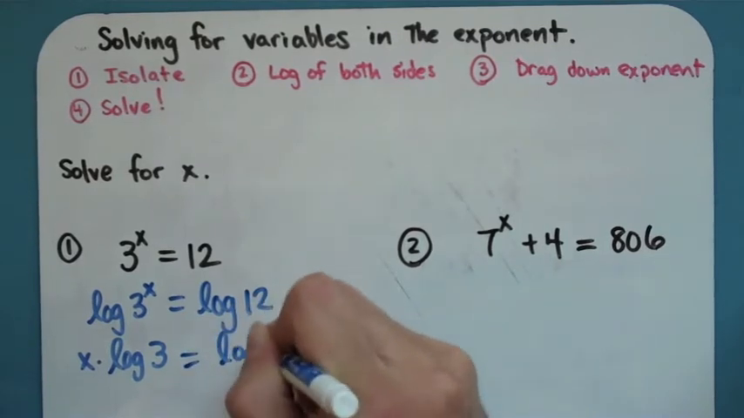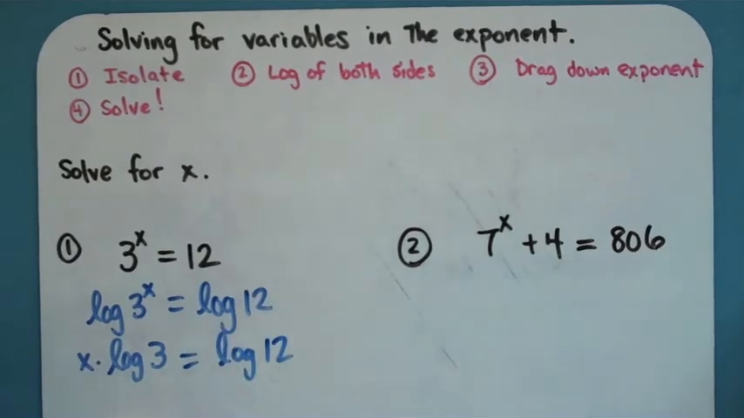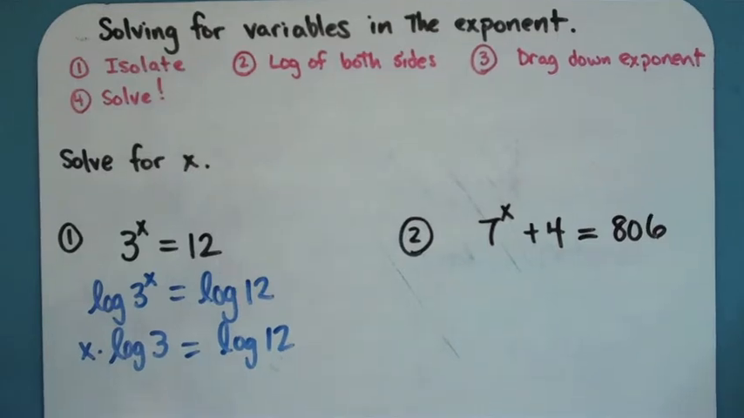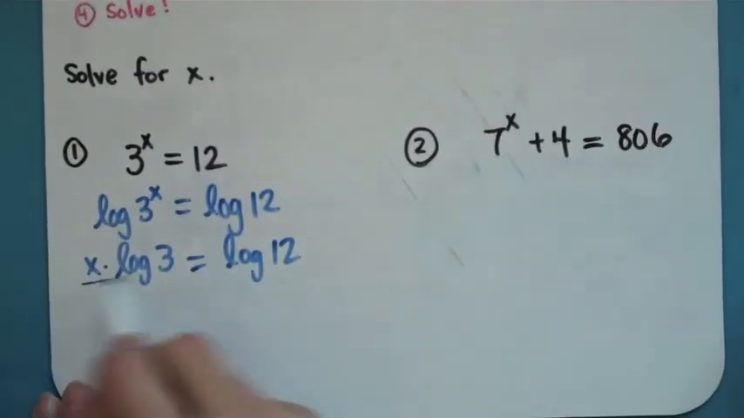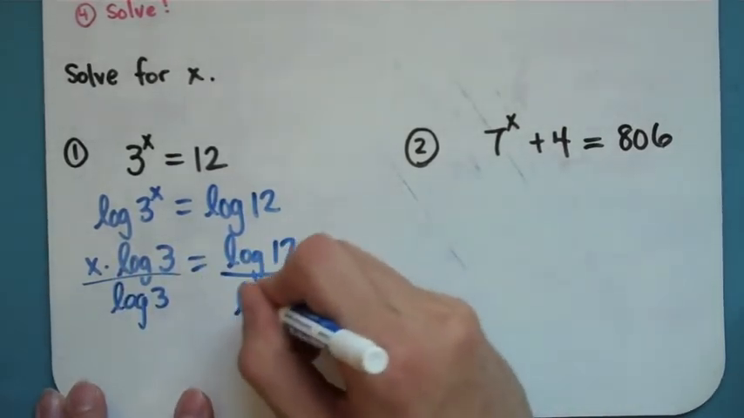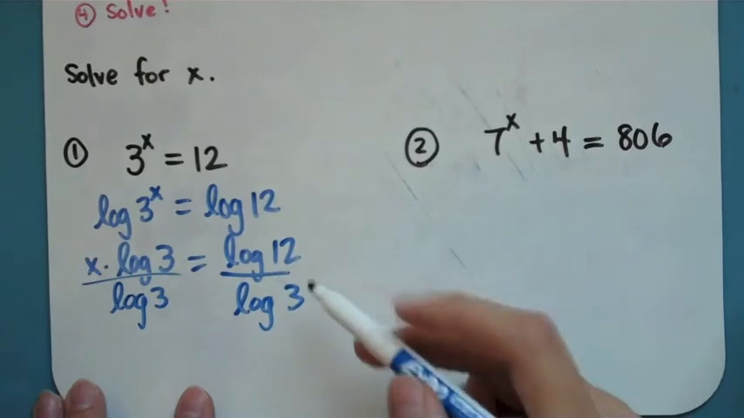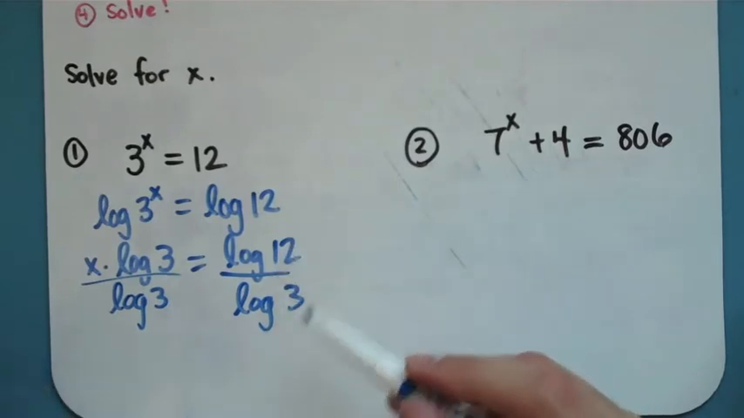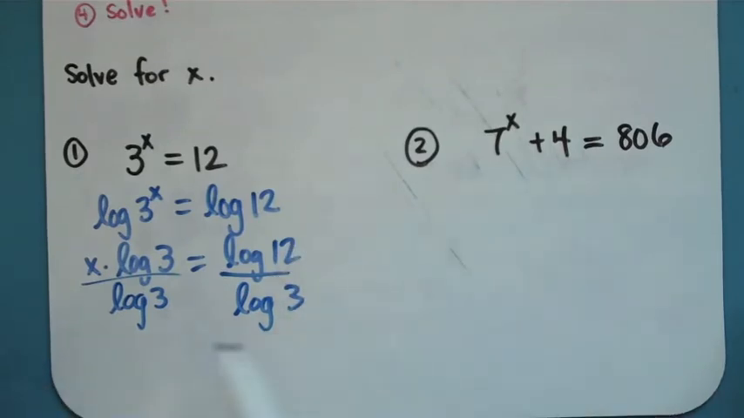Now, log 3 is just a decimal. I don't know what it is off the top of my head, but it's a decimal that I can very easily type into the calculator. What I'm going to do right now is divide both sides by log 3. Remember, the properties that we learned in the last video were for adding and subtracting logs. We don't have a property for dividing two logs, but we don't need one.